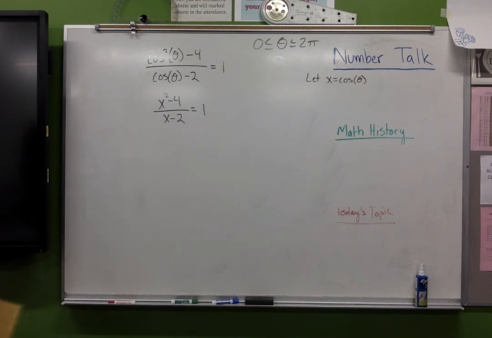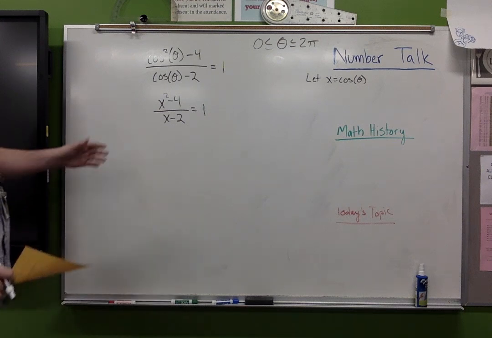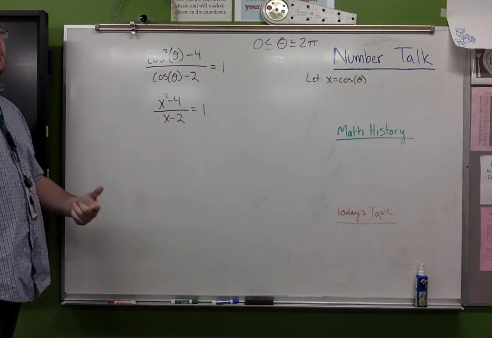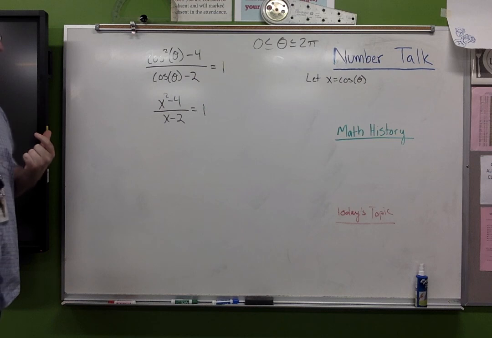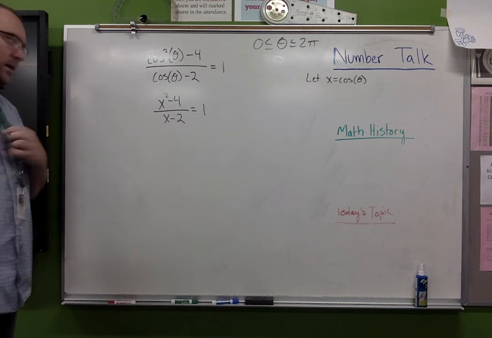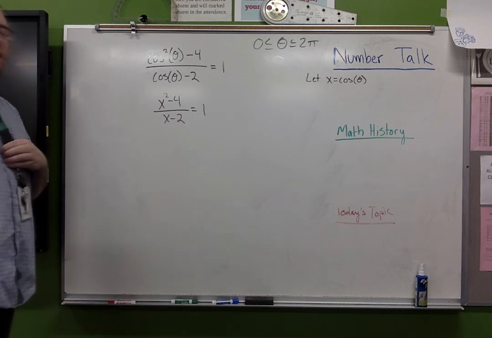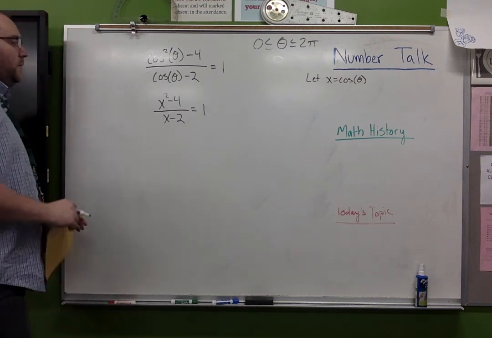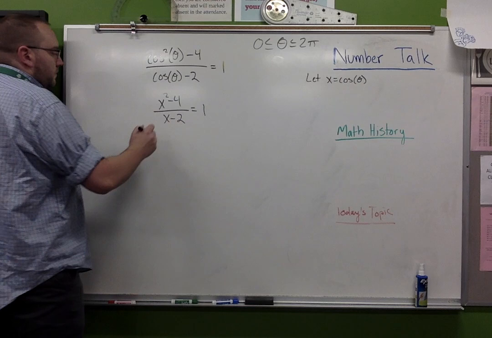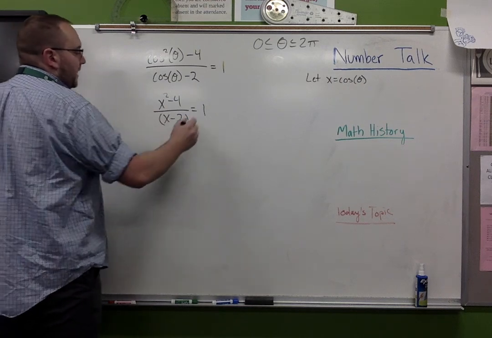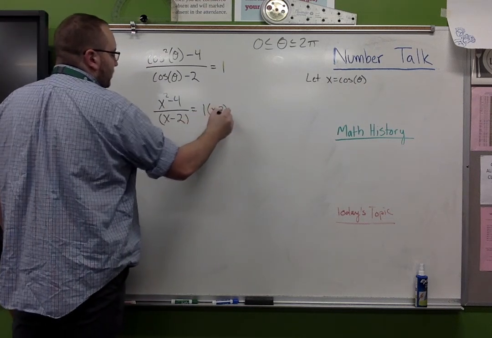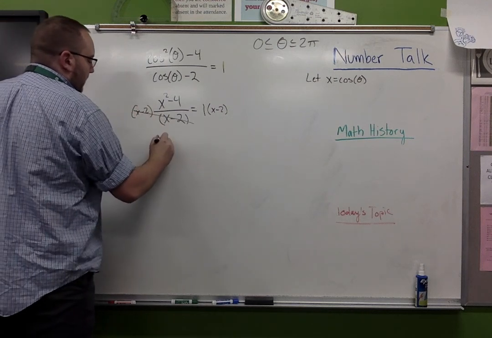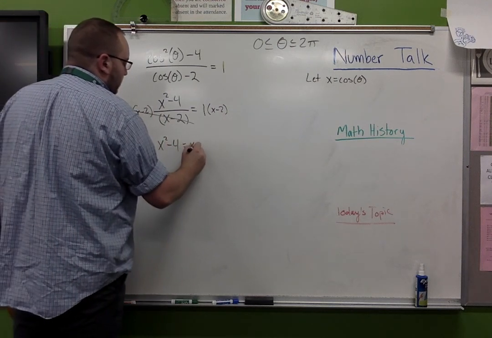Okay. Now what we're going to do, you could potentially factor this and then divide out, but if x equals 2, then you have a divide by 0 situation. Now in the long run, x can't equal 2 because cosine can't be greater than 1. But we're going to do it a different way. We're going to multiply both sides by x minus 2. So these reduce. X squared minus 4 is equal to x minus 2.